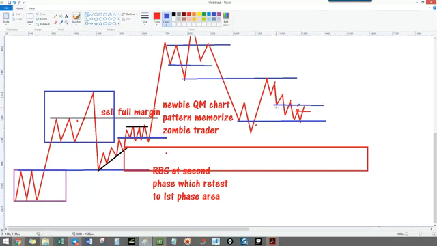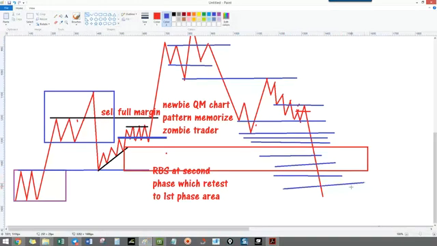This HLZ, high liquidity zone, or sometimes you will also have a QM sell here at a smaller time frame, and then boom, like that. All the stop loss, stop loss, stop loss, margin call, margin call, top up margin, margin call. So this is what happened in the market.